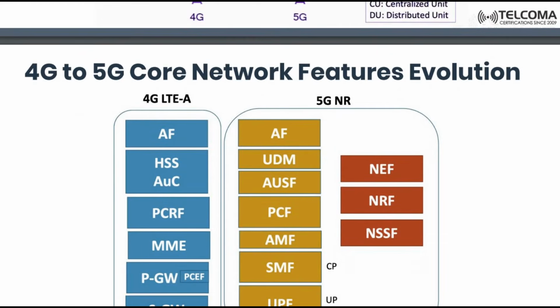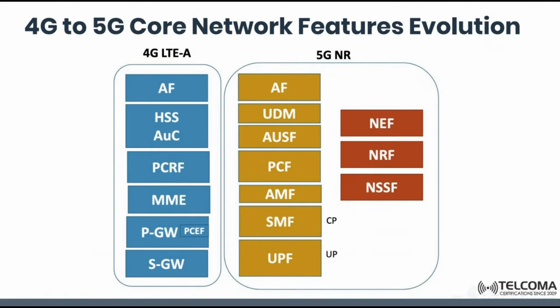Let's move on to the network feature comparison of 4G and 5G. Here we have 4G LTE Advanced and 5G NR. We have network exposure function, repository function, session management function, user plane function, policy control, authentication, unified data management, and application function. These all blocks are there in 5G core, and the user plane is set up through the user plane function, and the control plane is set up through the session management function.